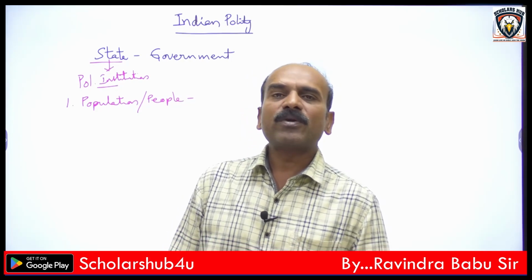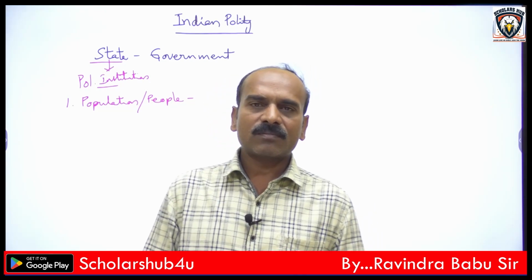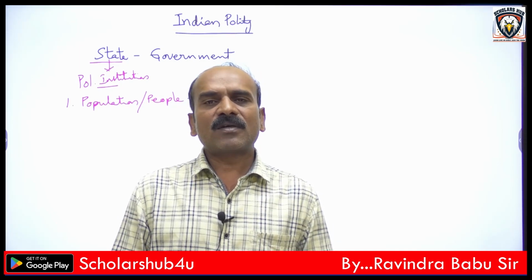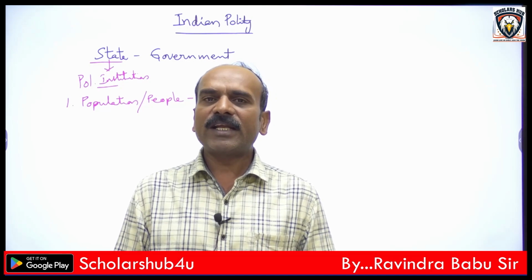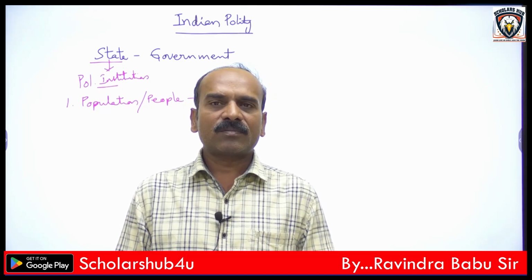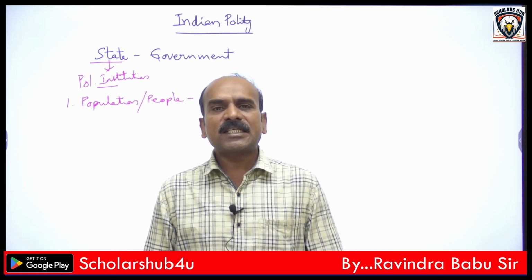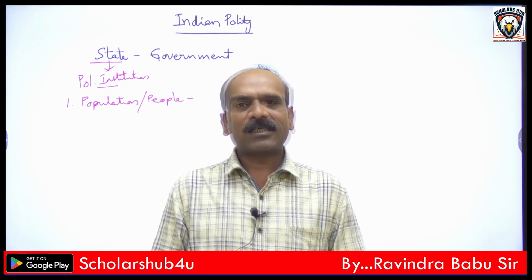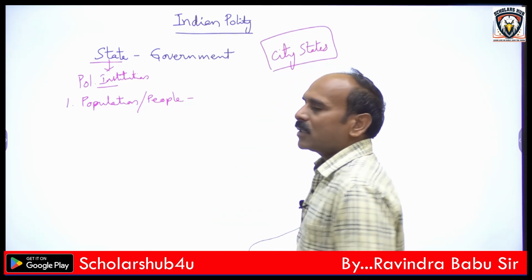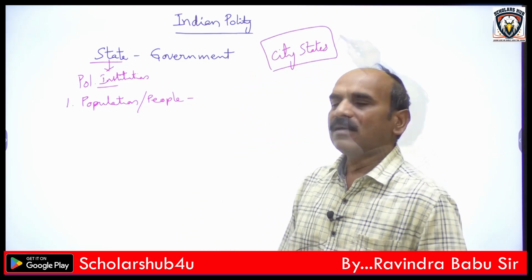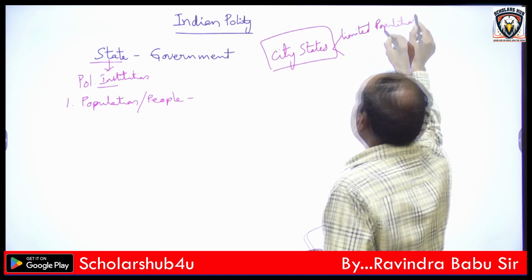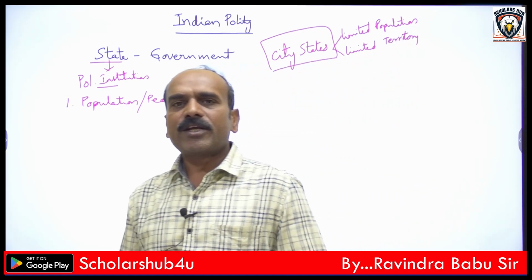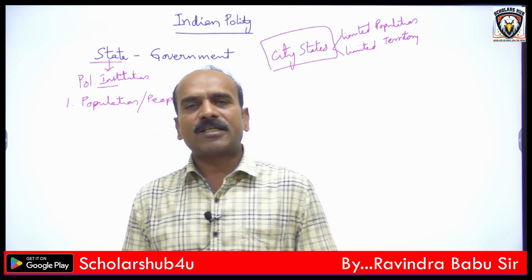But how much population is required to form a state? How many people must be there in a state? There is no kind of limitation or any fixed number to form a state. If you see the existence of city-states in ancient Greece, around 3rd to 4th century BC, these city-states had a limited population and limited territory. So a small portion of area became an independent state.